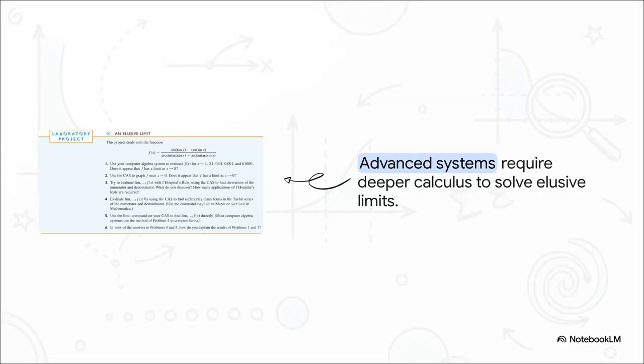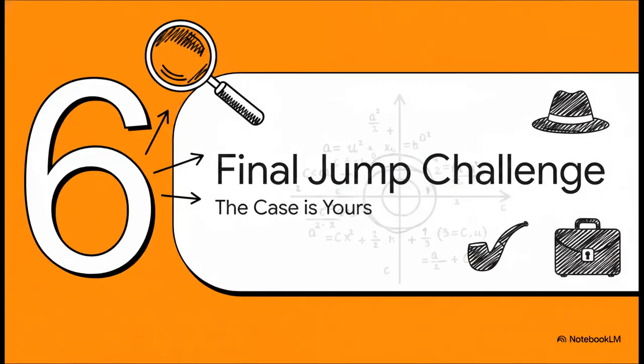What's truly fascinating here is a real lab project from Stewart's text. Complex trigonometry can completely trick even advanced computer algebra systems. It's proof that you absolutely must use your analytical graphing skills and your calculus foundation. You literally cannot just rely on a machine's raw computation when the concept of infinity is involved, simply because machines are finite by nature.